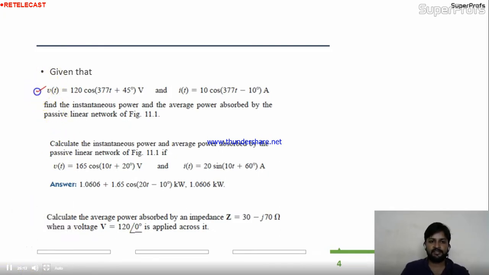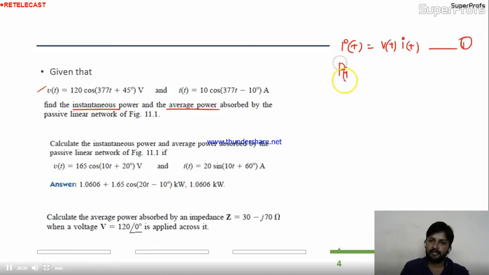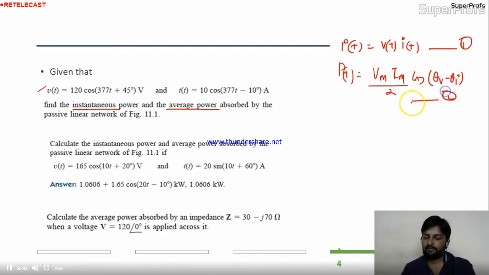Come here, in this question, v(t) and i(t) are given. Find the instantaneous power and the average power absorbed by the passive linear network. You know the instantaneous power is just multiplying v(t) and i(t) at any moment. This is instantaneous power. What about average power? Average power is given by Vm Im divided by 2 times cos of the angle between voltage and current. So this is about average power. Come to the instantaneous power first.